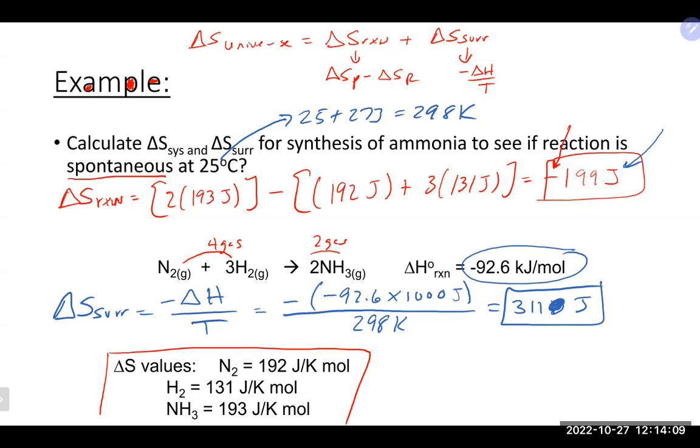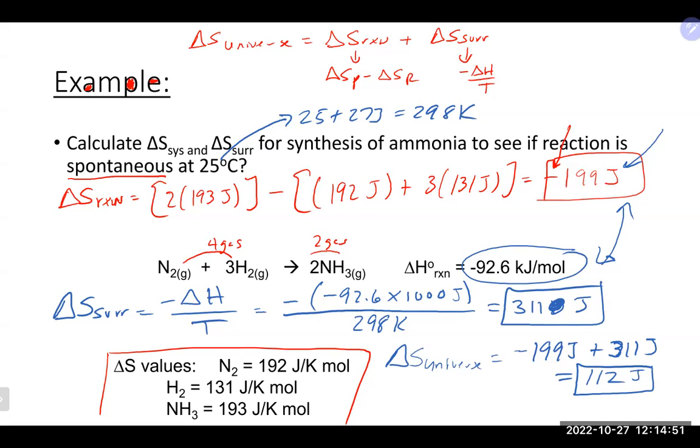Now remember as well, delta S is usually given in joules at the end, but if you did calculate in kilojoules, obviously you would be 0.311, which is fine as long as you remember that when you add these together, they need to be in the same units. Otherwise, you'll have the wrong answer. So since mine are in the same units, my delta S of the universe here will be minus 199 joules plus 311 joules. And that's going to give me looks like positive 112 maybe or something like that, joules.